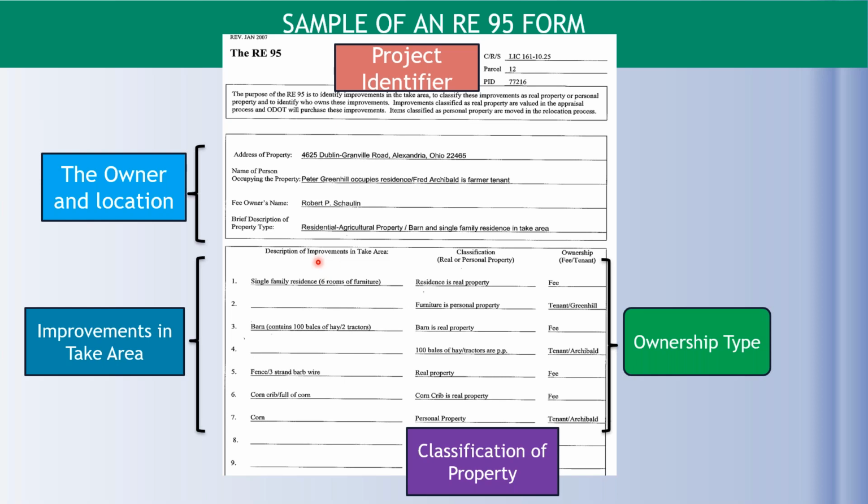So you've got three sections down here: description of the improvement in the take area, the classification of the property. Was it real property or was it personal property? Was it owned by the fee owner or the tenant owner? And in this case, we have multiple tenant owners. So it's tenant Greenhill, tenant Archibald. And then you list what you have classified as real or personal property and who owned it.